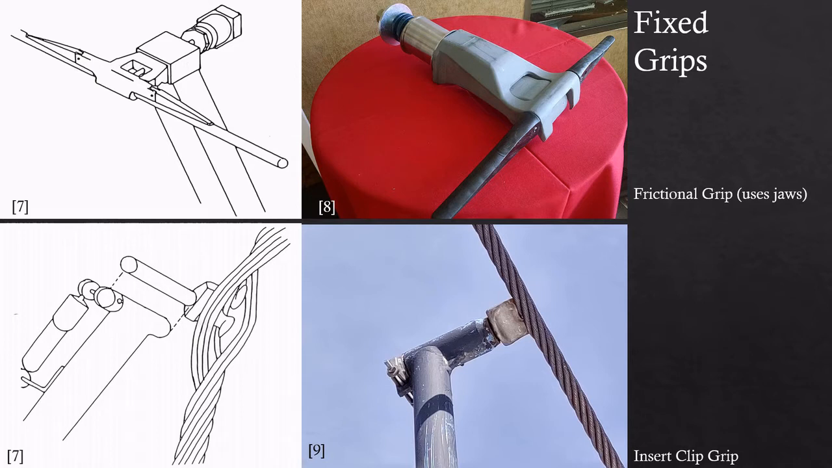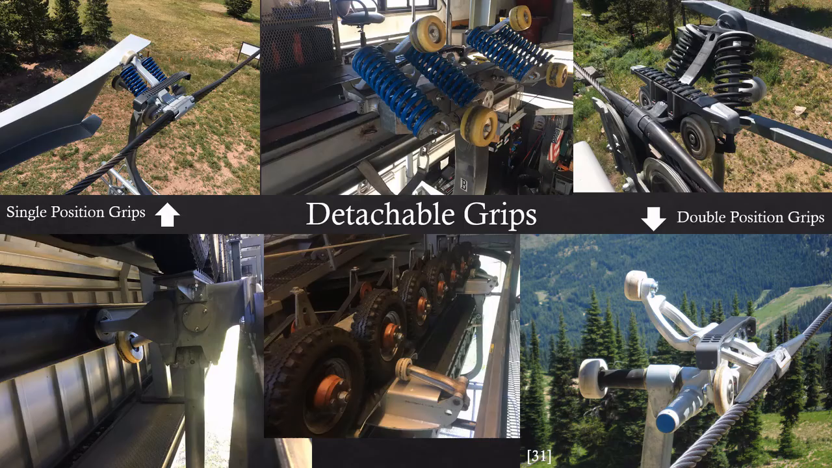Another type of grip is the insert clip grip. This is more rare, in which a positive grip is inserted into the strands of the haul rope. This is shown in the diagram and image below, and was popularized by the U.S. lift manufacturer Ropeway. Detachable grips are designed to detach from and reattach to the haul rope, allowing for carriers to be slowed down for easy loading and unloading in the lift terminals.